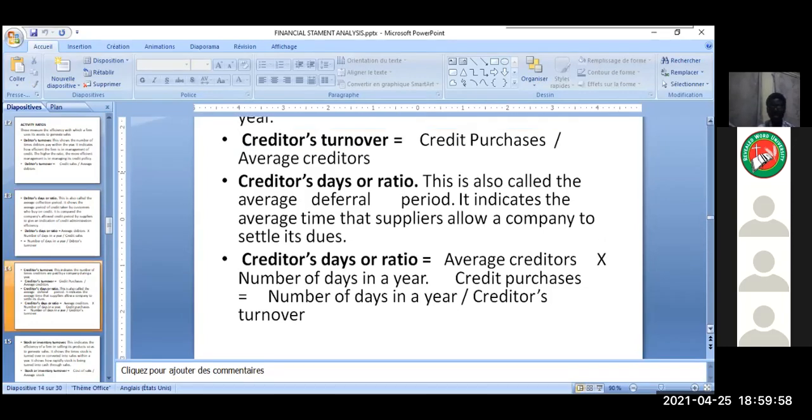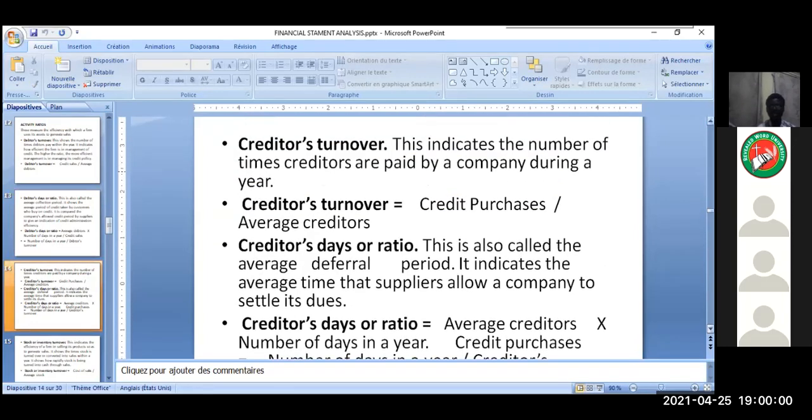Another element is creditors turnover. Now this is the opposite of debtors turnover. This indicates the number of times creditors are paid by a company during a year, and it is very important in decision making. So the formula is simple. We take credit purchases over average creditors. Then we get the ratio.